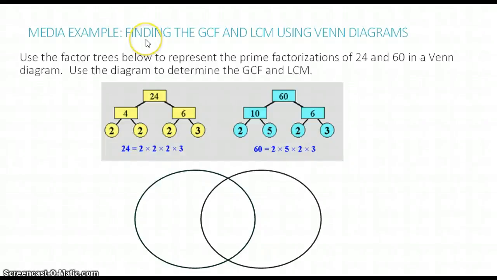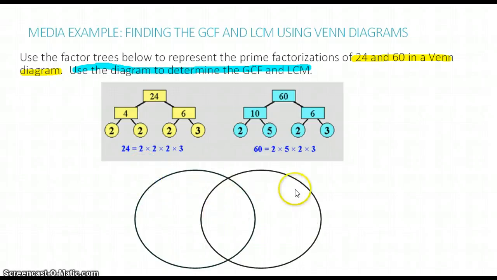In this example, we're going to learn how to find the GCF and LCM using Venn diagrams. Use the factor trees below to represent the prime factorizations of 24 and 60 in a Venn diagram. That's our first goal. And then we're going to use the diagram to determine the GCF and LCM. So first let's talk about how we're going to create a Venn diagram.